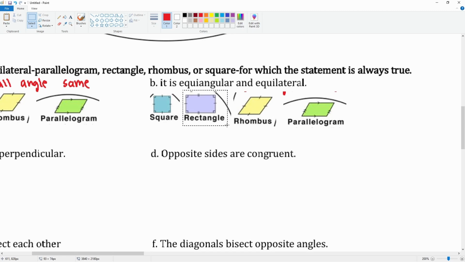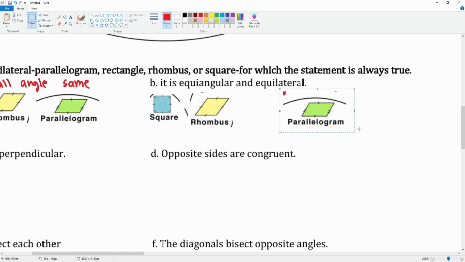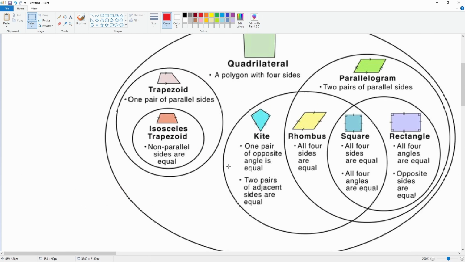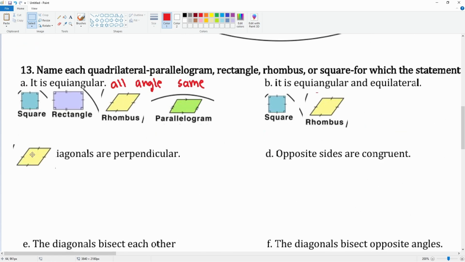Well, we have to take out the rectangle. That wouldn't work. And then we can only include the rhombus and the square. However, can we include the parallelogram? No. So the only ones for this one is a square and a rhombus. The diagonals are perpendicular. So that one is a rhombus, I believe. Yep, it is a rhombus. Since it's also rhombus, the square also has to be that, because that's the property that it shares. Okay, and that's it. It's only a rhombus and a square where the diagonals are perpendicular.